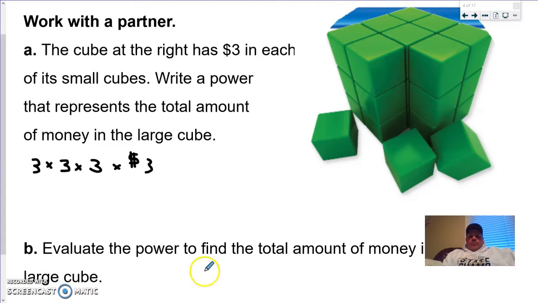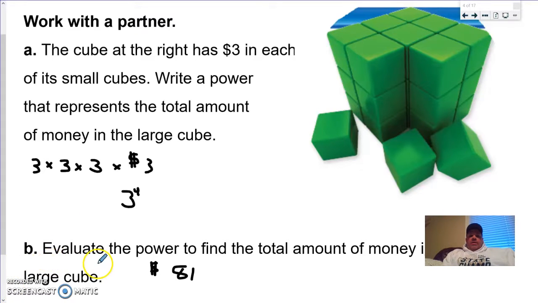Hopefully you had time to figure out that there were 3 as a length, 3 as a width and 3 as a height. That's where this 3 times 3 times 3, the volume of that cube, comes from. And in each of those, there is $3. Therefore, we will have 3 to the 4th power. So 3 to the 4th will give us the answer of how much money we had.